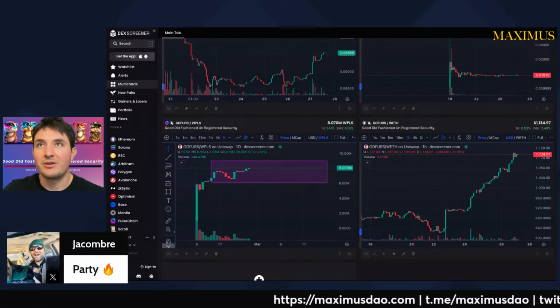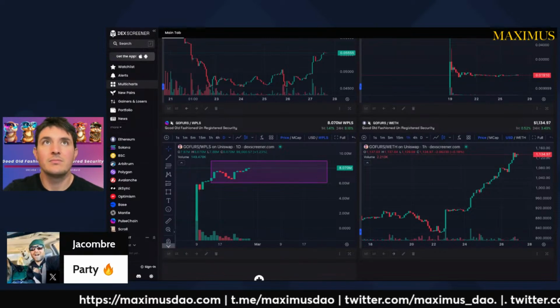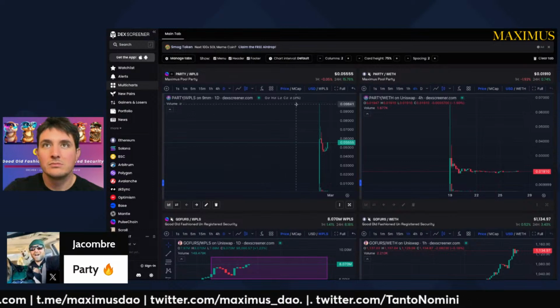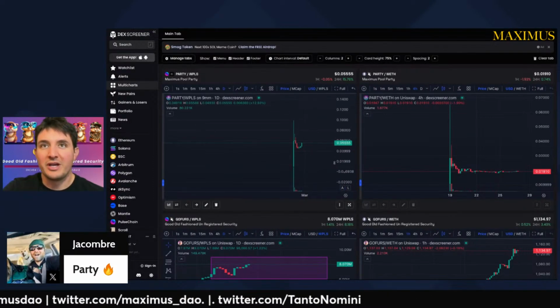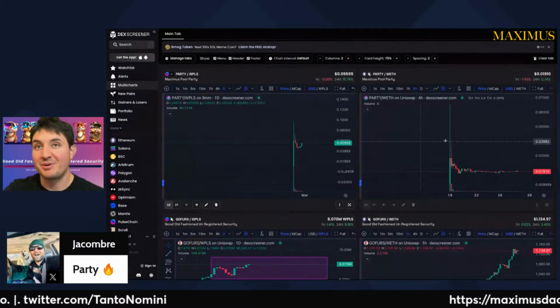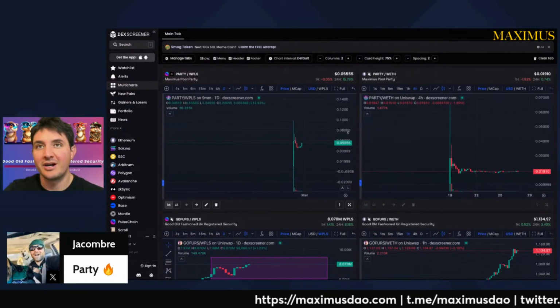Party, yeah, look at the party chart. At least party on Pulse Chain. There's kind of that first wave of initial hype buyers. The price started here again. Maybe this price was too low. Maybe the initial starting price should have been a little higher.